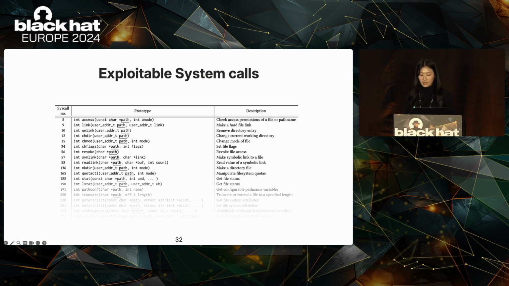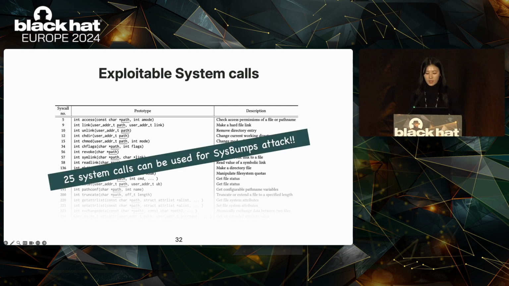In addition, we investigated which system calls could be used in our distinguishing oracle. Since our attack requires providing a kernel address as an argument to the system call, we focused on system calls that take an address as an argument. Through this investigation, we identified 25 system calls that could be used in our attack. Most of these take a string address as an argument, and upon analyzing their code, we confirmed that they include the SysBumps gadget. Now, using these attack parameters, we can check the validity of all possible kernel base addresses to find the kernel base address.